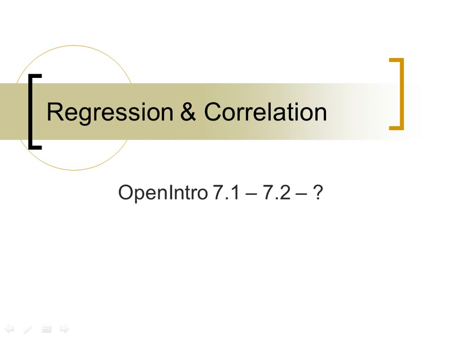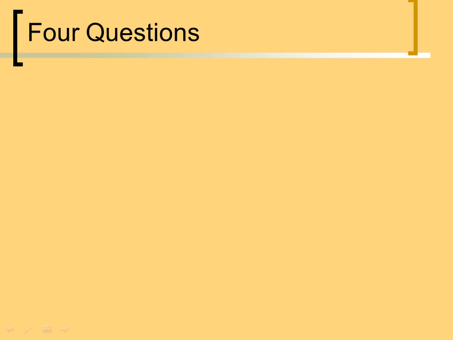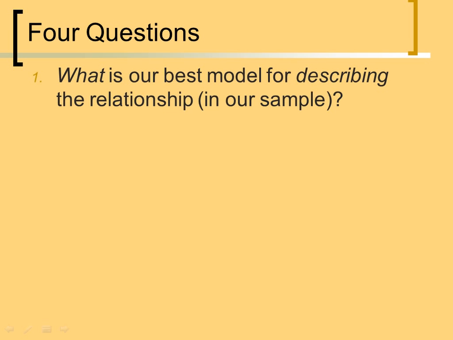So let's talk about this. I'm not sure I'm really going to stick to where this is in OpenIntro. This kind of wanders in a slightly different pattern. Regression and correlation tries to answer, well, people have broken it down a variety of ways. We might think of it this way: it tries to answer four questions.